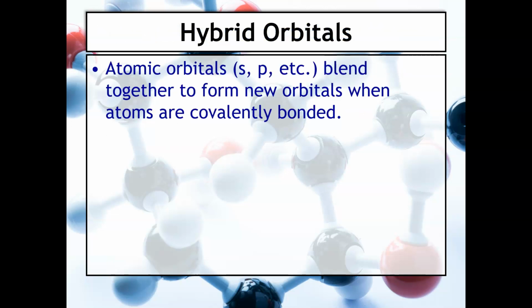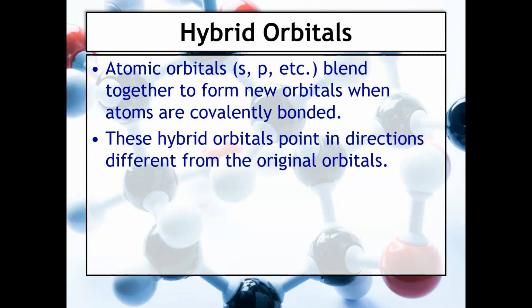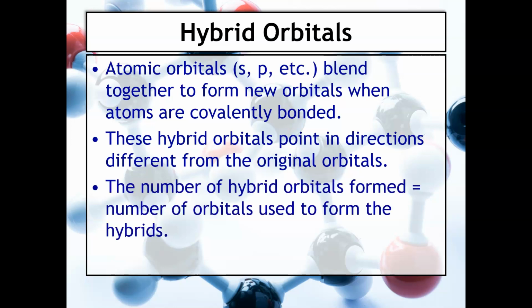Atomic orbitals, the s, p, d, f, etc., can blend together to form new orbitals when atoms are covalently bonded. These hybrid orbitals point in directions different from the original orbitals. The number of hybrid orbitals formed is equal to the number of orbitals used to form the hybrids.